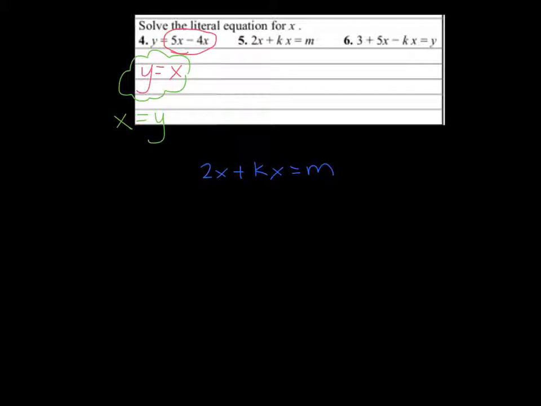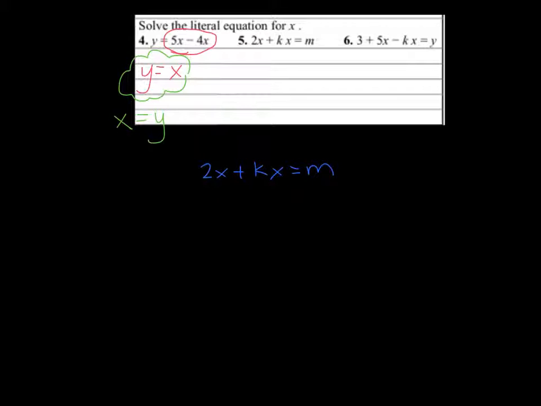Only this problem is a little bit more tricky because they have 2 times x plus k times x equals m. And so I can't just combine like terms because 2x and kx, they're not like terms. They have to have the same variable or combination of variables in order to be considered alike. So somehow I need to get x isolated from both of these terms.